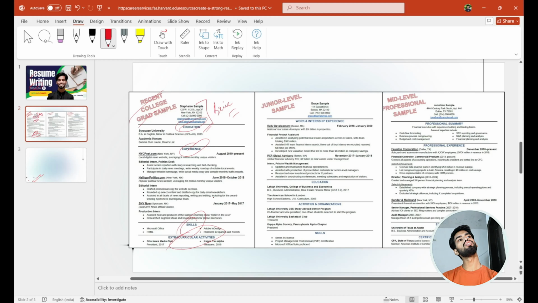Next, if you see junior level samples, ठीक है, under that we have the samples like we have this basic samples, ठीक है, जो basic details थे, same as that. Next, we have work and internship experience, ठीक है.